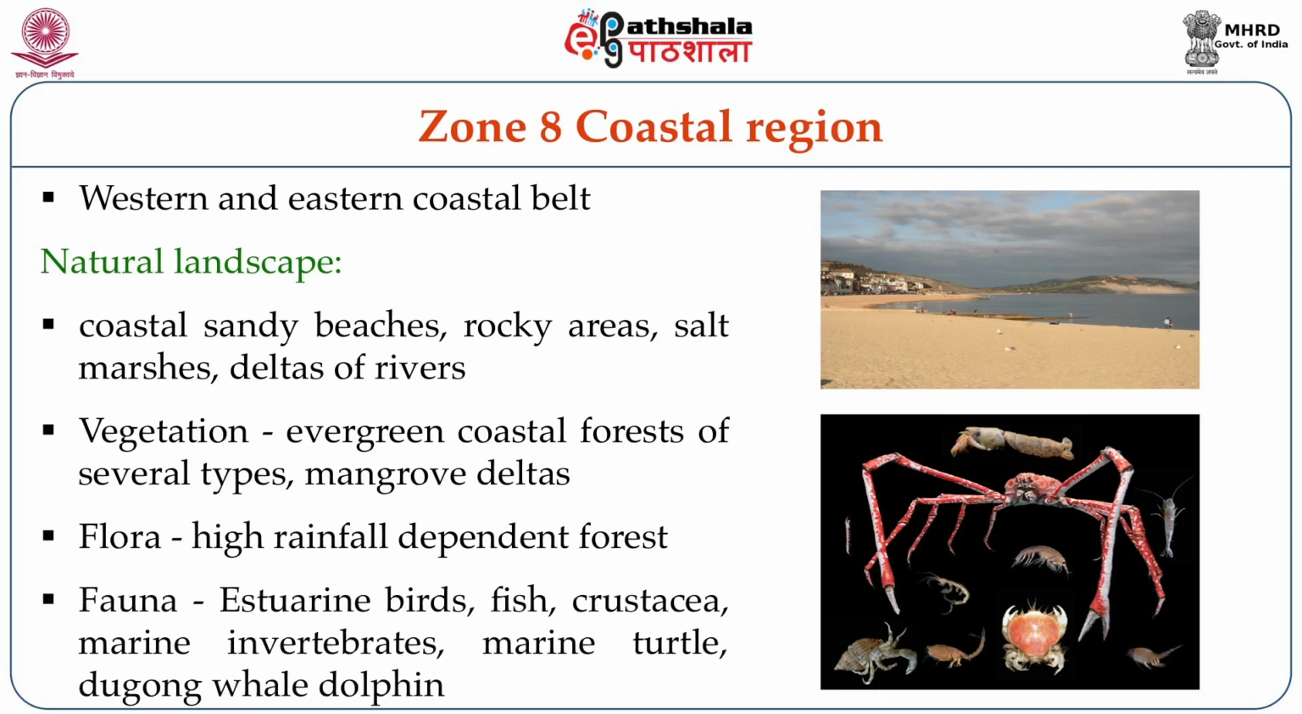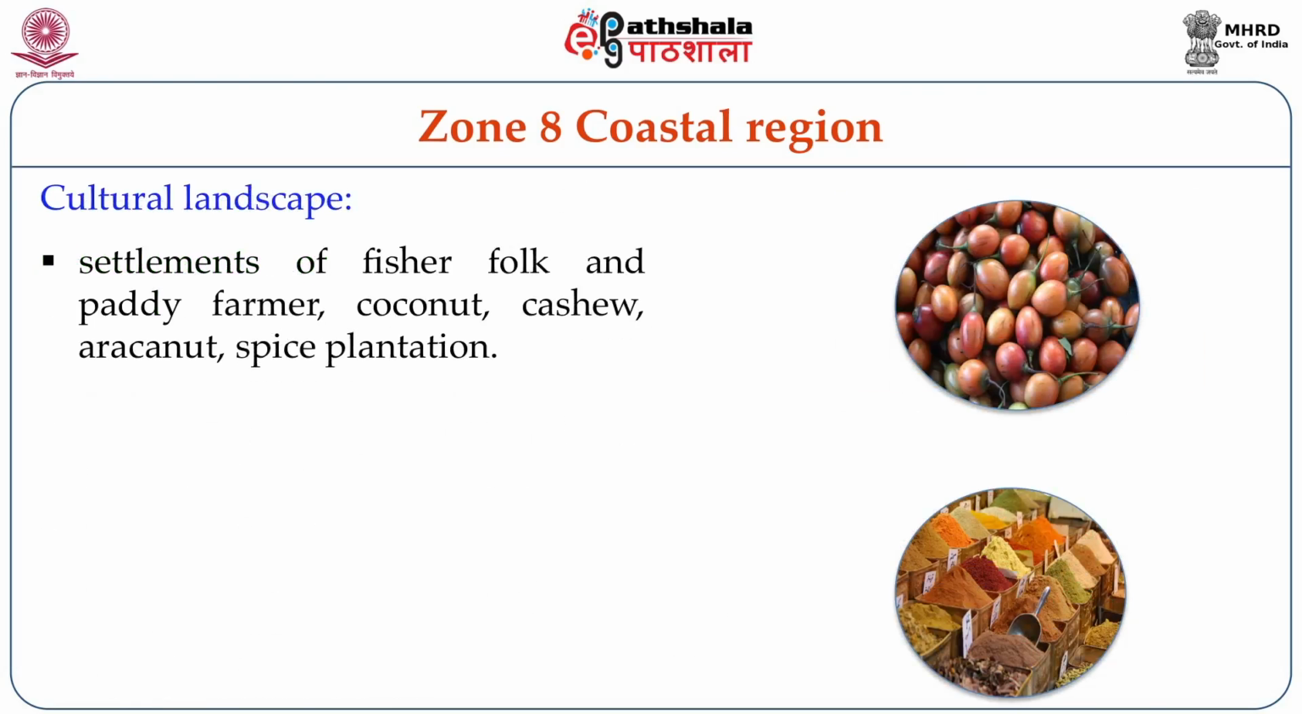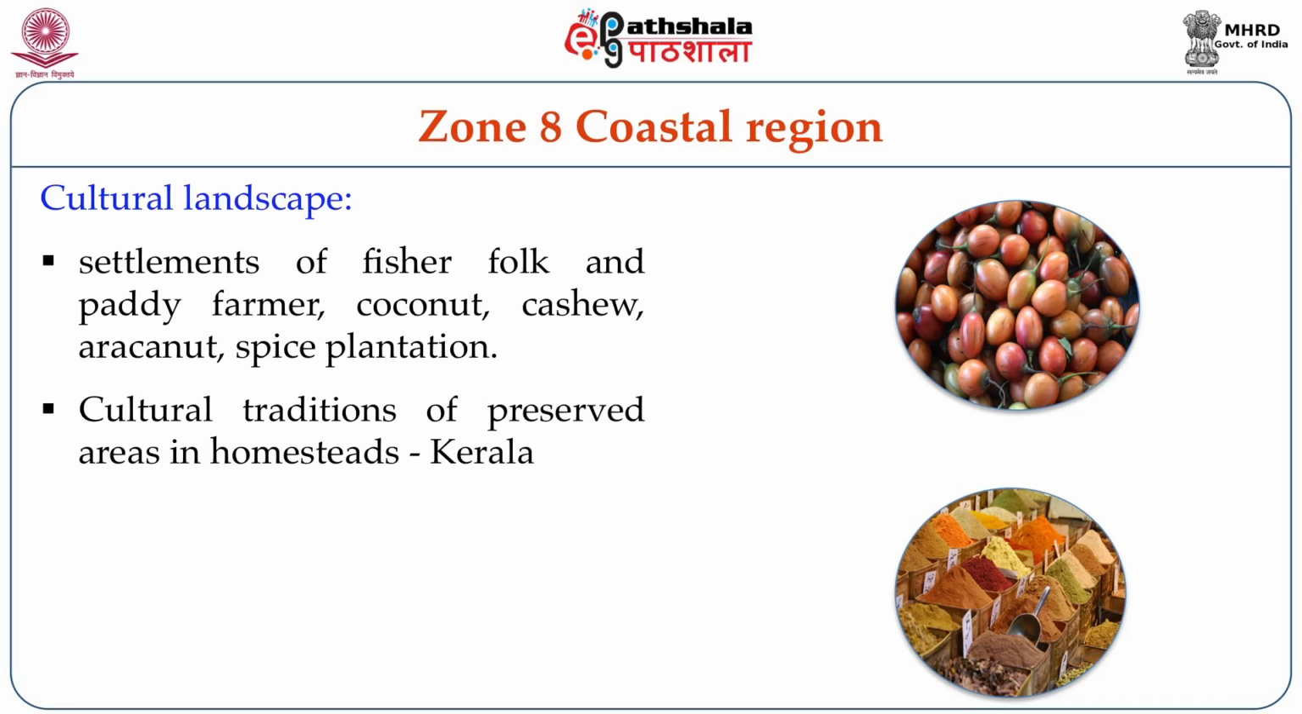The fauna is very special. It has a huge variety of estuarine birds, and of course there are marine animals, there is fish, there are crustacea. There's this whole marine mammal fauna which we know so little about: the dolphins, the dugongs, the whales. The cultural landscape is really a very mixed community of paddy land farmers, coconut growers, cashew, areca, spices. But there are also the fisher folk. And they have lived together in those little communities all along. Whether they are fisher folk or farmers, they will live together in these cultural landscapes. And the traditions that they have preserved are very fascinating.